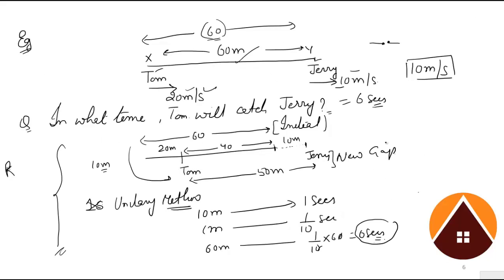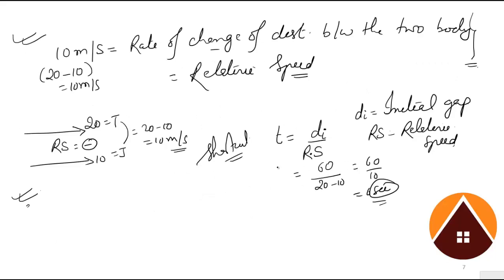So I need not do it this way. This is just to illustrate what exactly relative speed is. I should do it this way. So this is the shortcut, right? I repeat, what is the definition of relative speed? I can also write this as the rate of change of distance between the two bodies, right? To illustrate this, let me take one more example.